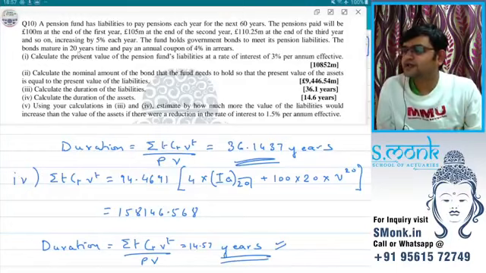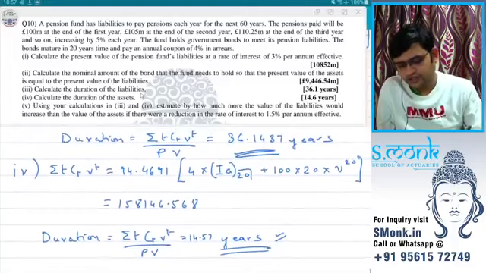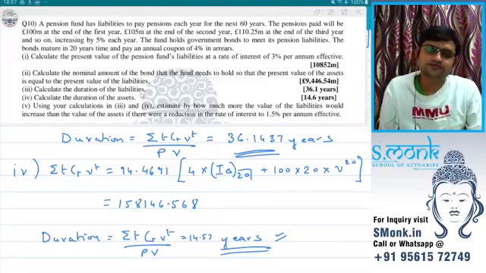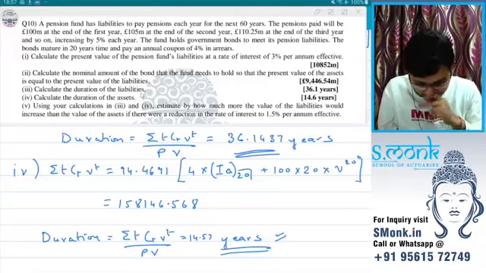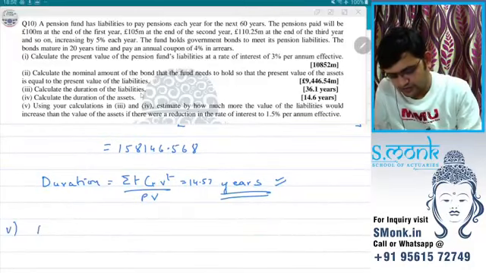Using your calculations part 3 and part 4, estimate by how much more the value of the liabilities would increase than the value of assets if there were a reduction in the rate of interest to 1.5% per annum effectively. First of all, they are saying using your calculations part 3 and part 4. So we have to use the durations of both liabilities as well as assets. Okay, so what we can do is use our formula for, let's say, liabilities.